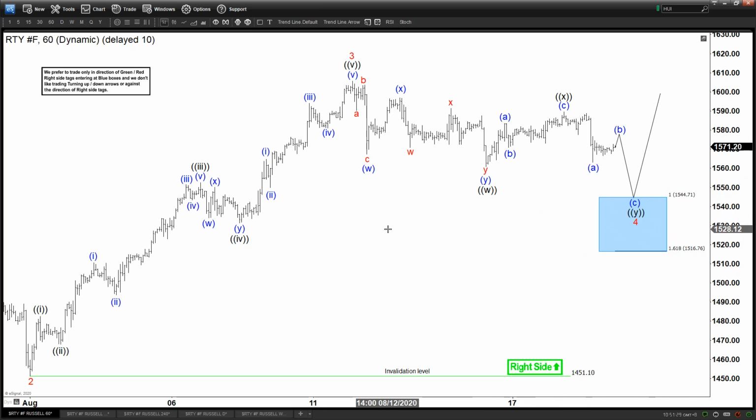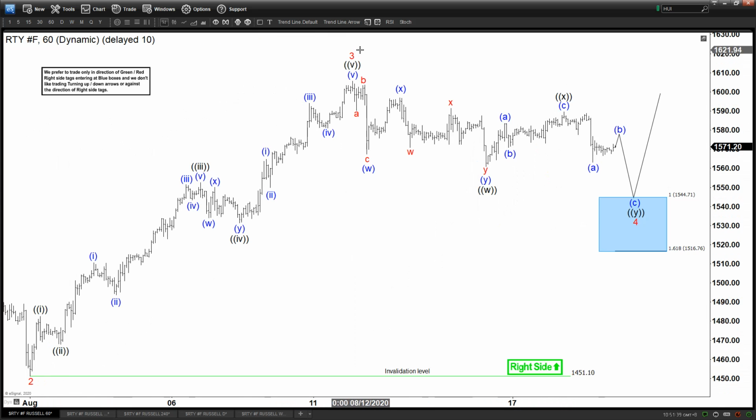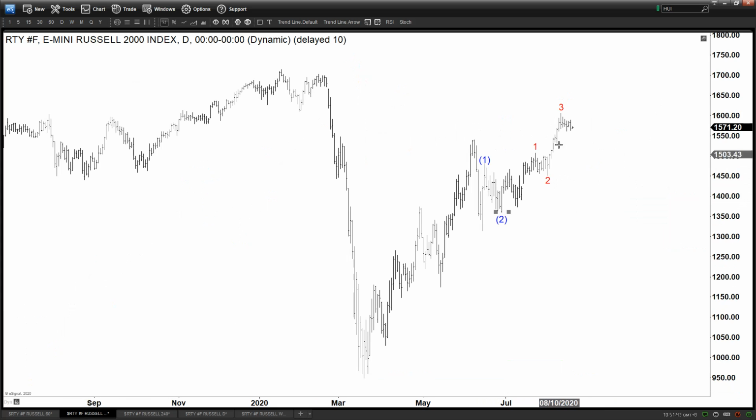Now zooming out a little bit to provide the context, this is a daily chart, and I'm putting in all these relevant labels. So we got 2, 3, 4 over here. This is your 2, this is your 3, so this has to be a 1. If I just look at this daily chart right now, we're calling for this 4 and 5. Now there are a couple of very interesting things.